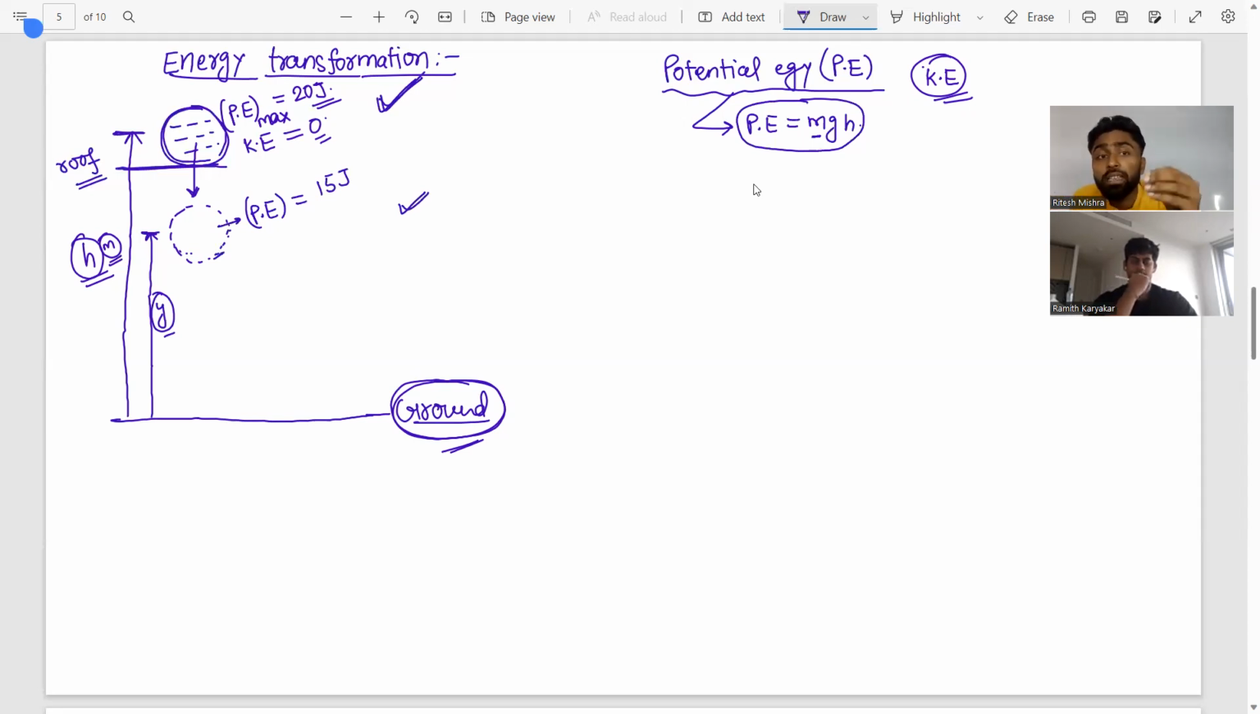Then where does the 5 joule go? My dear, since the body is moving here, this 5 joule of energy is converted into kinetic energy. At the top, kinetic energy is zero because the body is at rest. But at this position, you see that the body is moving, so it will have some kinetic energy here.